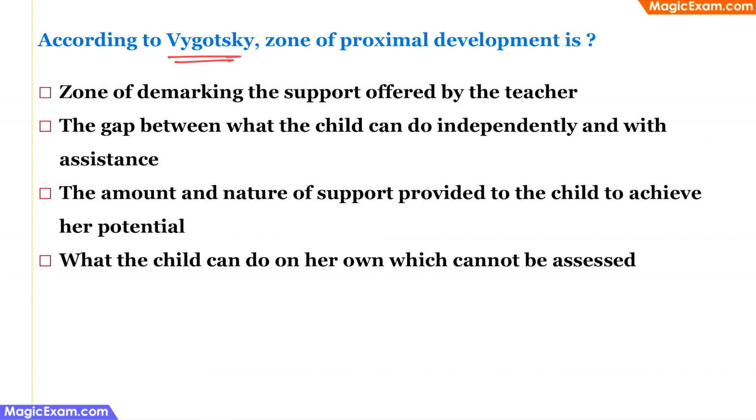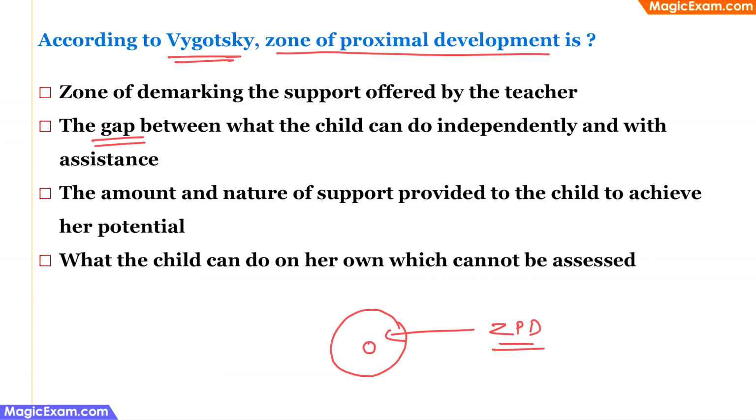According to Vygotsky, the zone of proximal development is what? Now, as we have studied earlier, there are a few things which the child can do independently, and then there are a lot of things which the child can do but with some help and support. So the gap between what the child can do independently and what the child can do with some help and support is called the zone of proximal development. Therefore, the gap between what the child can do independently and what the child can do with some assistance is called the zone of proximal development.